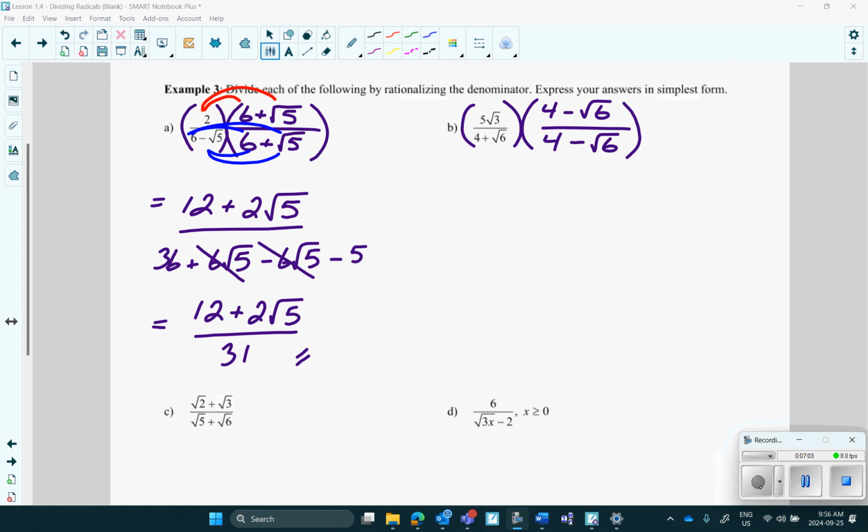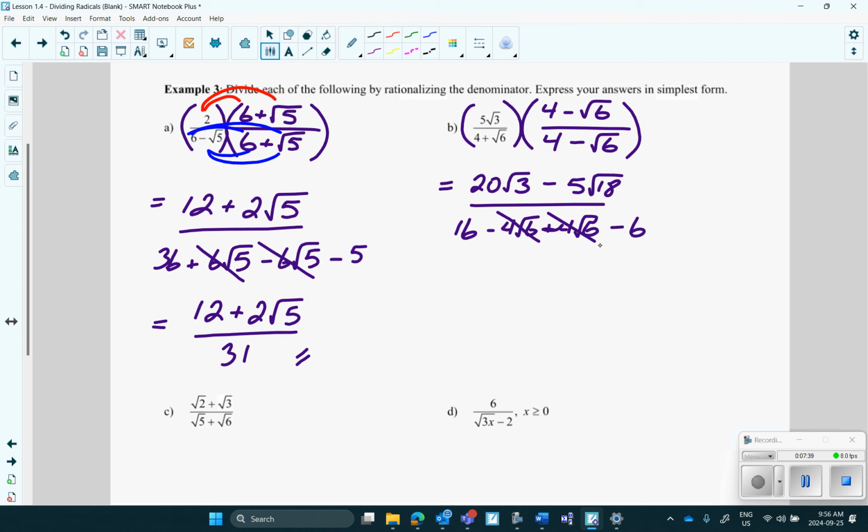So when we do the 2 multiplications up top, we should have 20 root 3 minus 5 root 18. On the bottom, we'll have 16, and then minus 4 root 6 plus 4 root 6, and then minus root 36, which is just minus 6. So those cancel out.